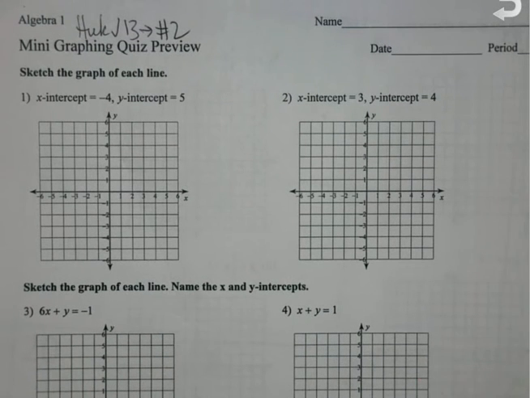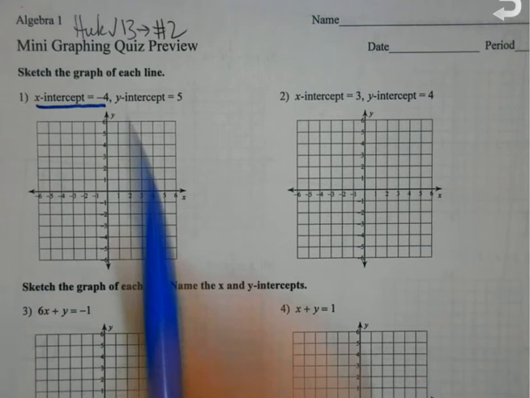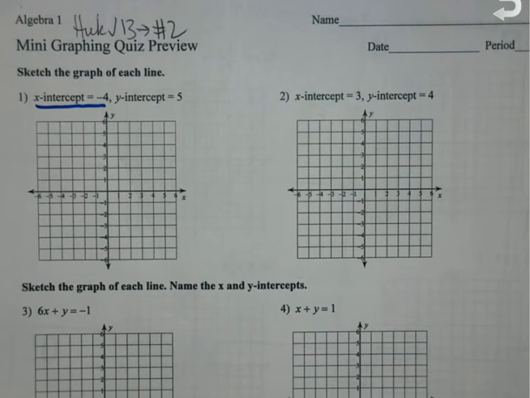this one I want to do with you because I want to make sure we're ready for this quiz tomorrow. Okay, mini graphing quiz preview. Sketch the graph of the line. They tell me what the x and y intercepts are. How nice of them. So, if my x-intercept is negative 4, what direction am I going to go for? Down.